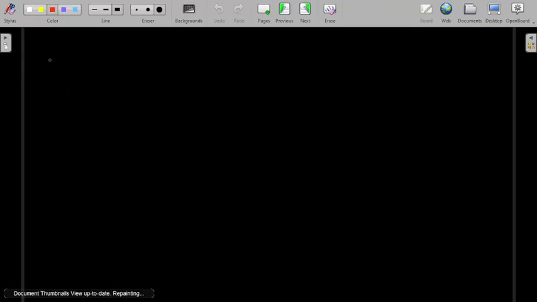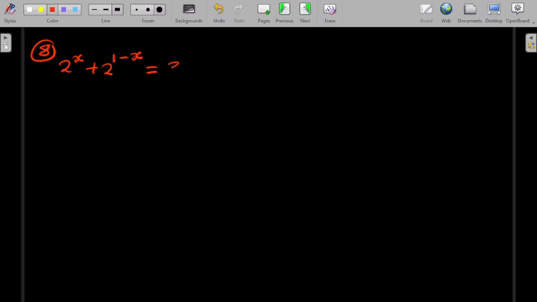Then we have our question number 8. So question number 8, we have 2 to the power x plus 2 to the power 1 minus x, and this is equal to 3. That's what we have. Okay, so now given this, for us to solve for x, first we'll split.